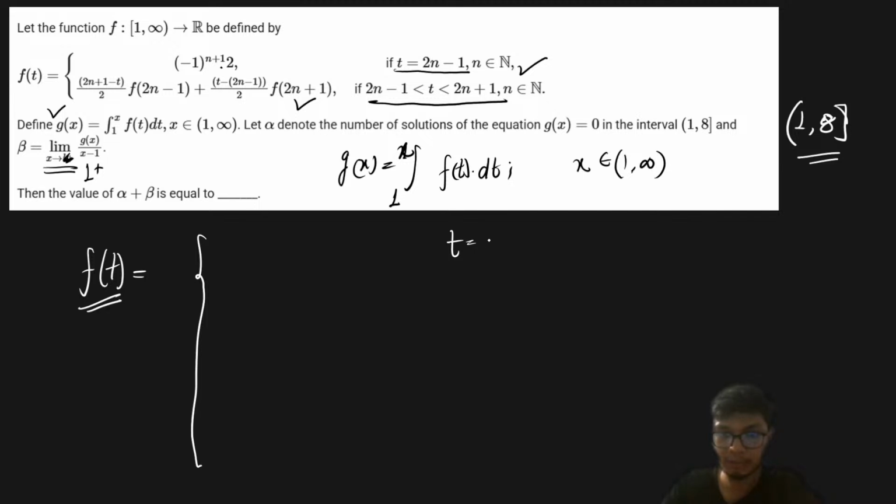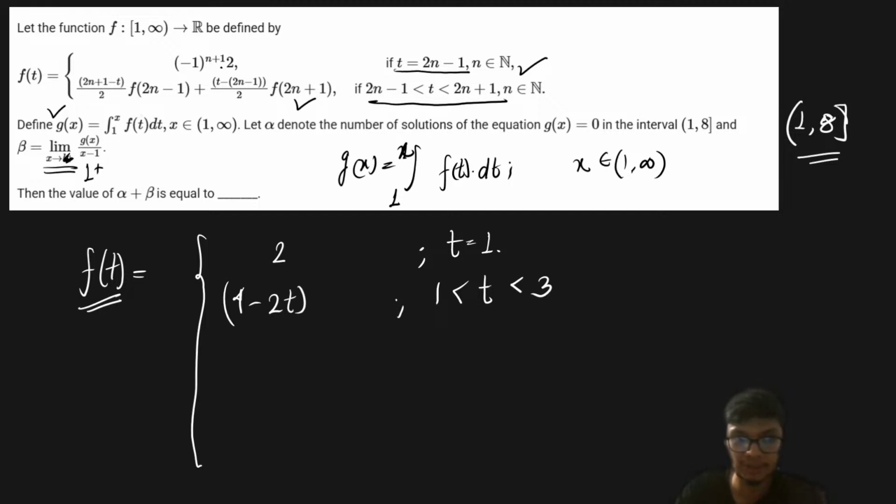Let's try to see what happens when t is equal to 1. So when t is equal to 1, f of t is equal to, you can just put it over here and then solve for it, right? Similarly, when t is lying between 1 and 3, then f of t becomes equal to 4 minus 2t. As you can see from here, the second part becomes as follows, right? And similarly, when t is equal to 3, then n is equal to 2, which will result in the value of f of t as minus 2.